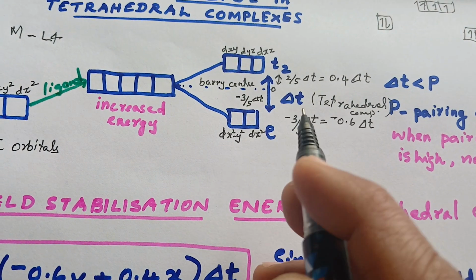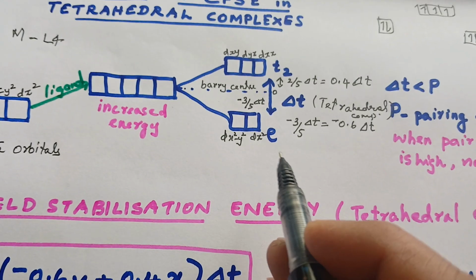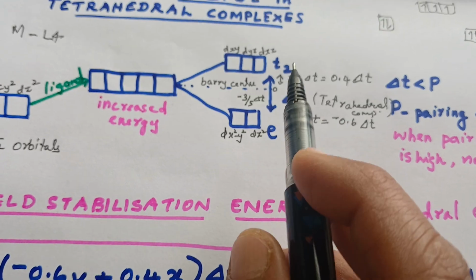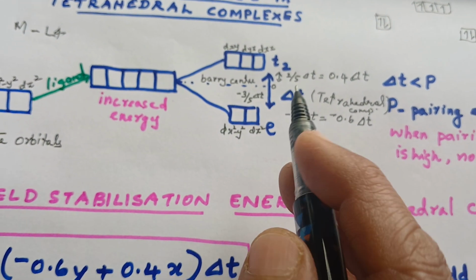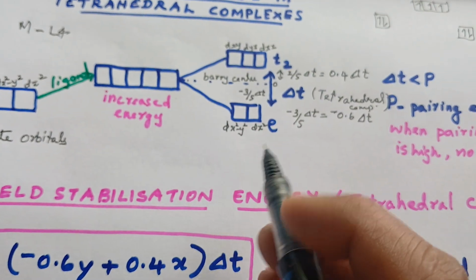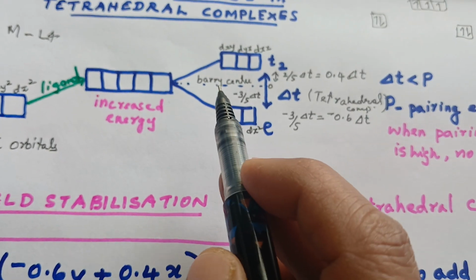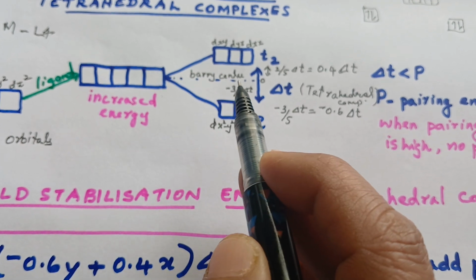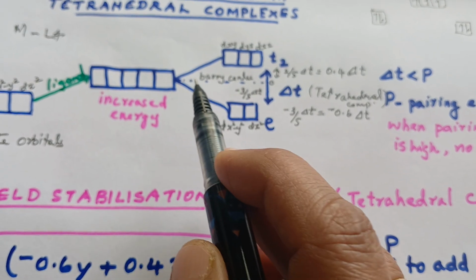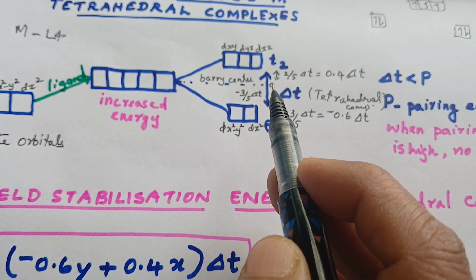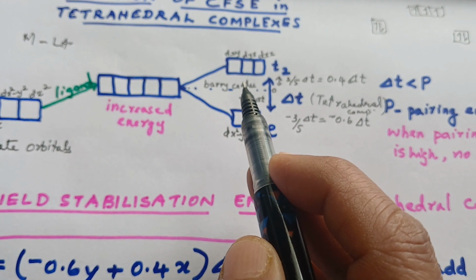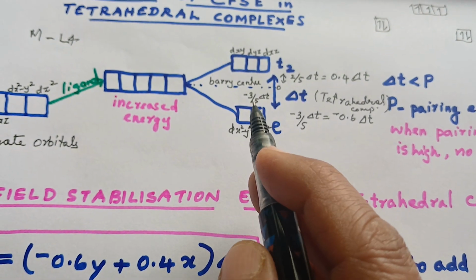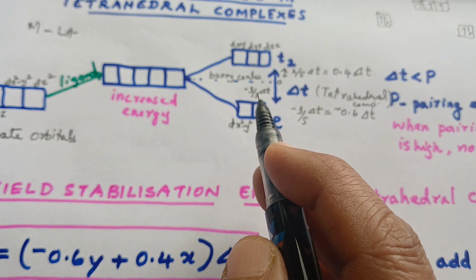In octahedral complexes, T2g was below and Eg was up. Here we are avoiding the letter g because there is no overall symmetry. Now this dotted line in the center is called the barycenter. It has a value of 0. The quantities above this 0 are considered positive and the ones below are negative.